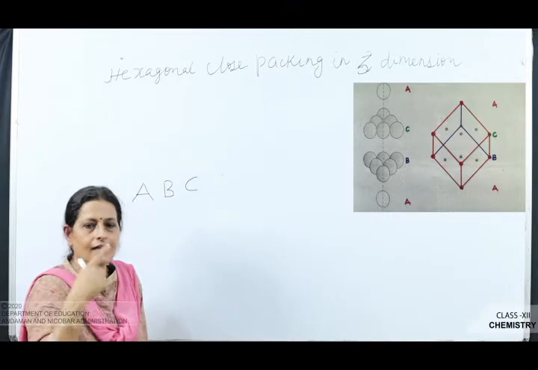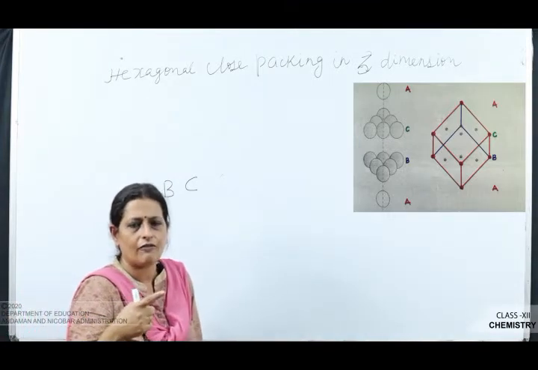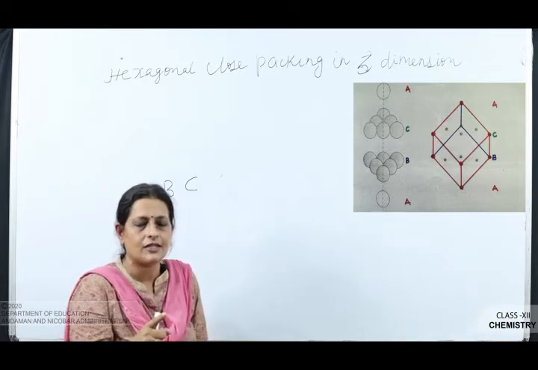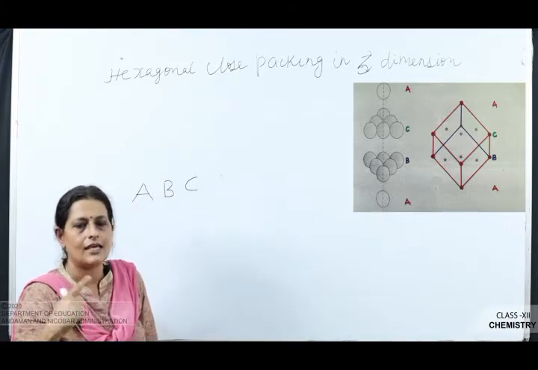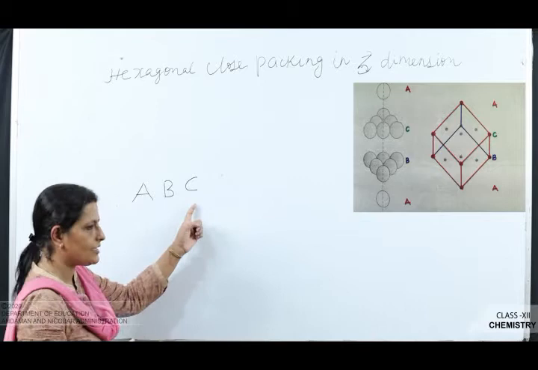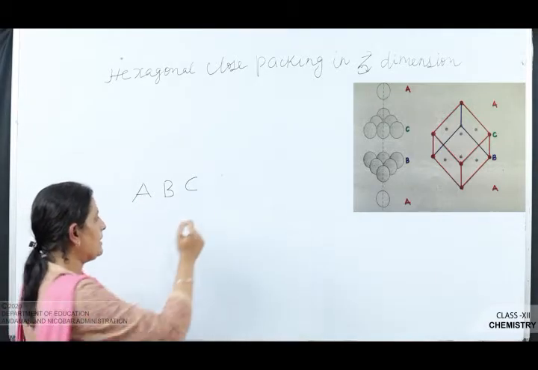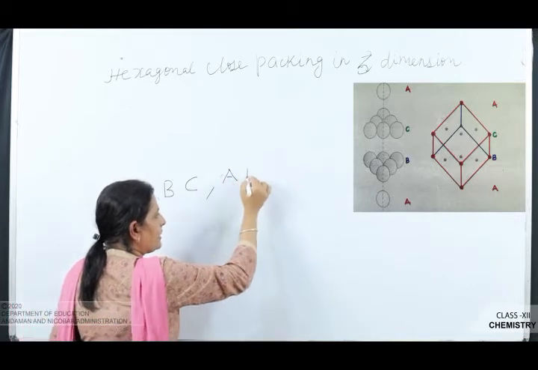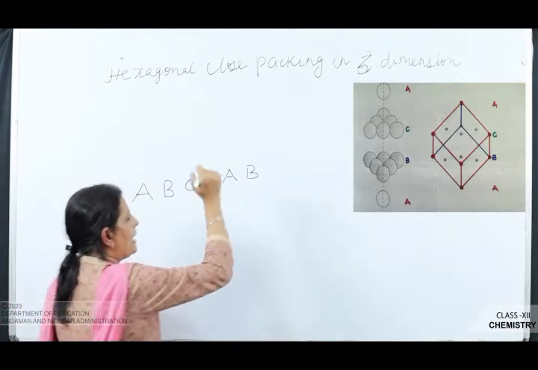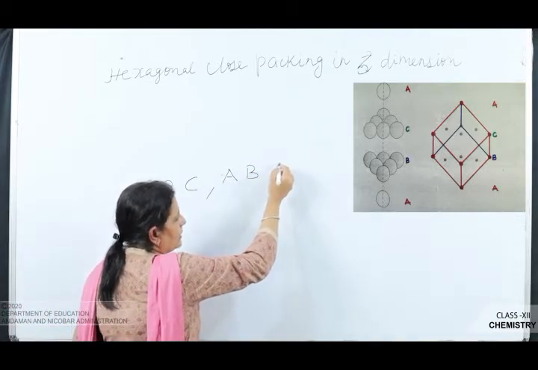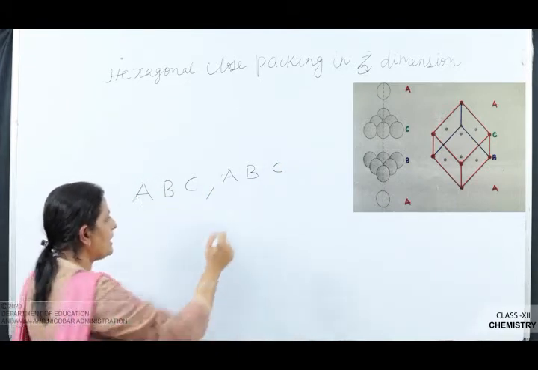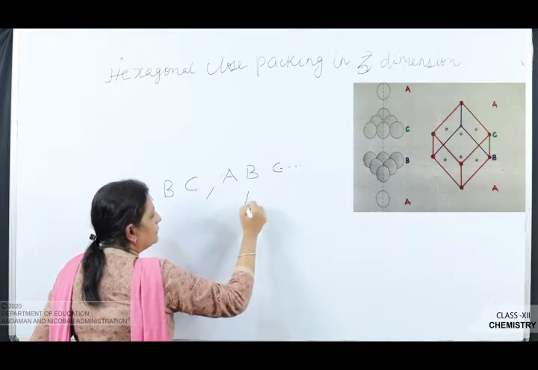That is, when the third layer is arranged in the octahedral void of the second layer, the third layer is not identical to the first layer or the second layer. So we call it as what? C. So you are getting A, B, C. Now the fourth layer becomes identical to the first, the fifth becomes identical to the second, and the sixth becomes identical to the third. So what is repeated again? A, B, C. So what type of packing? A, B, C, A, B, C type of packing.